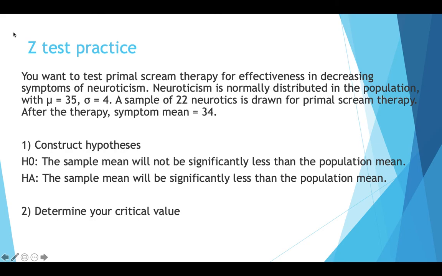Now we need to determine our critical value. We have a one-tailed test, and we expect this to move in a negative direction. Therefore, we have a negative 1.64 critical value, right? So we're just looking on the negative end of the tail here, so we use the negative 1.64.